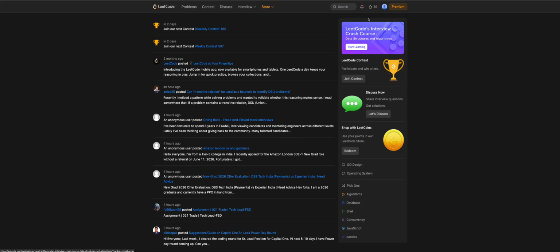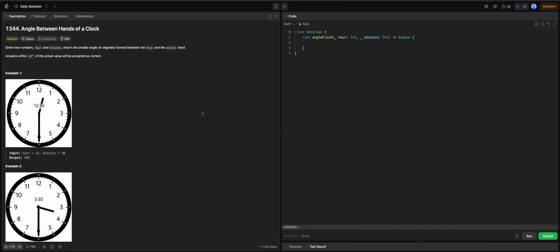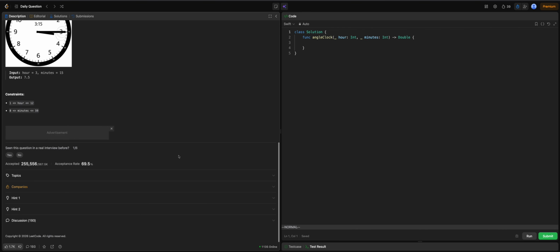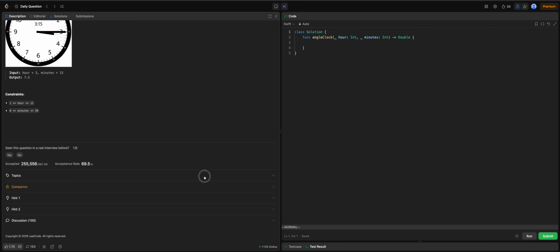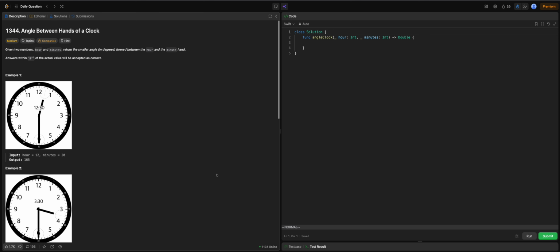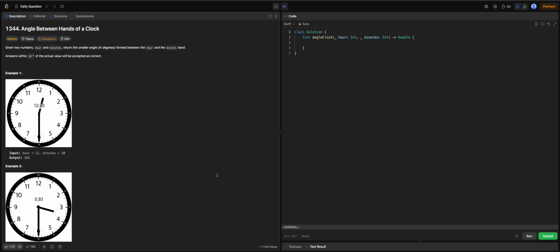Alright, let's solve this Leetcode problem. Actually, this Leetcode problem doesn't make any sense for the algorithm. It's a mathematics question. I don't know which company asked this degree question for a software engineer interview.